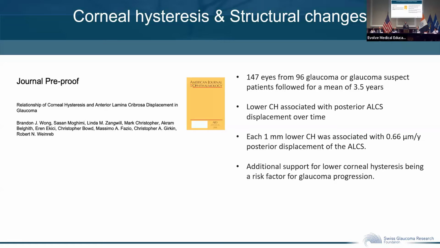And it goes above that. It is widely assumed that corneal hysteresis indicates the structural abilities of the eye and the lamina cribrosa in the case of glaucoma, and that it reflects which patients will be at higher risk of having worse glaucoma because of more fragile, more prone situations at the lamina cribrosa. This study found that patients with lower corneal hysteresis had a posterior anterior lamina cribrosa displacement in glaucoma, and every millimeter of mercury of lower CH was associated with 0.6 micron per year posterior displacement of the anterior lamina cribrosa.